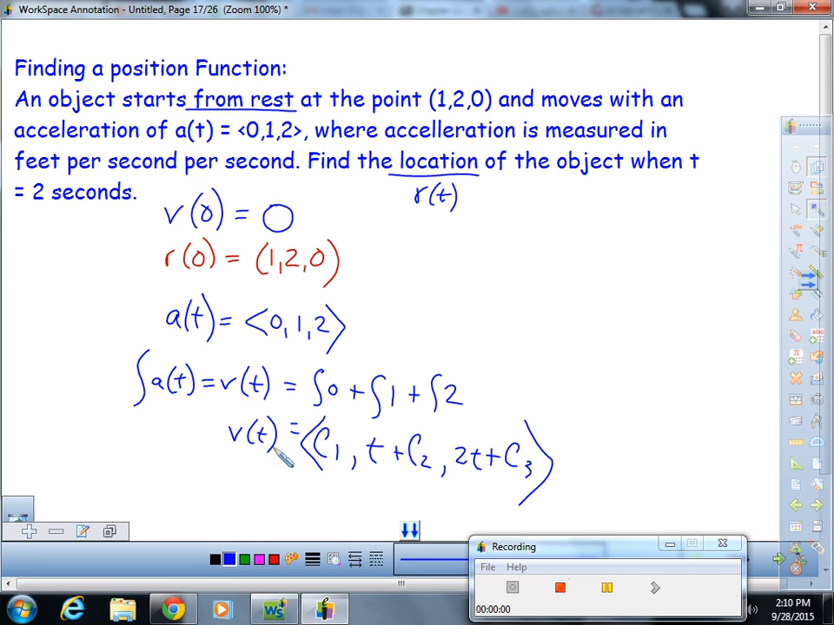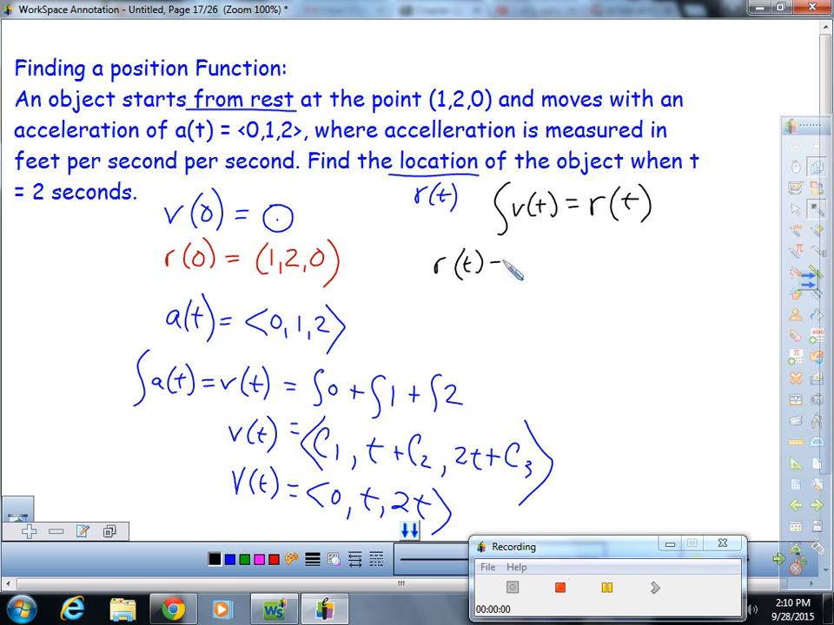However, we know that our v of 0 is 0, and therefore C1, C2, and C3 must all be 0, because if we put in a 0 for our t, we're going to get the 0 vector because we are starting from rest. So then we know that v of t is equal to 0, t, 2t. And now we have our definite velocity function. Now we want our position function. So let's integrate our velocity function to give ourselves our position function.